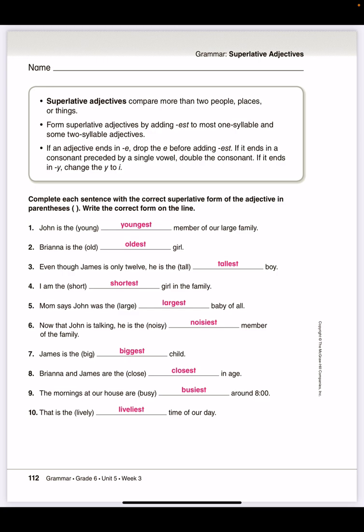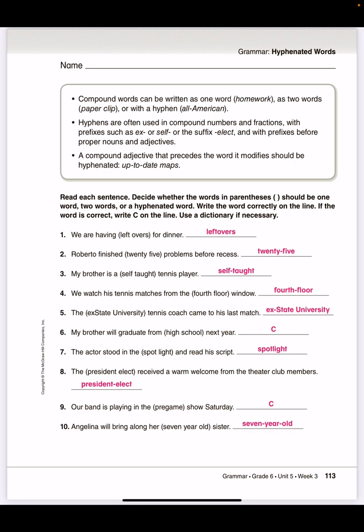Okay? All right. Hyphenated words is one of those mini lessons within a lesson. Compound words can be written as 1 word, like homework, 2 words, like paperclip, or sometimes you hyphenate, like All-American. Hyphens are often used in compound numbers and fractions with prefixes like ex or self, like self-elect, with the prefix before the noun and the adjective. And a compound adjective that precedes the word it modifies should be hyphenated. So if you're talking about up-to-date maps, because it comes before the noun maps, up-to-date gets hyphenated.